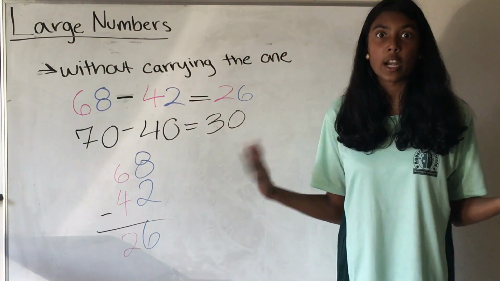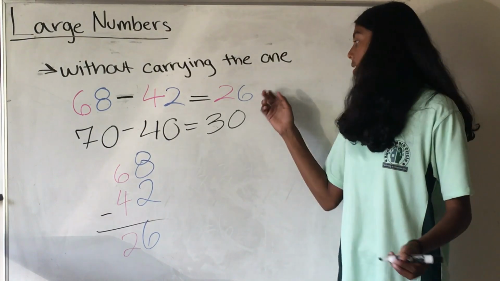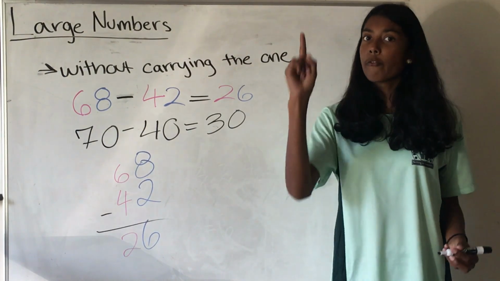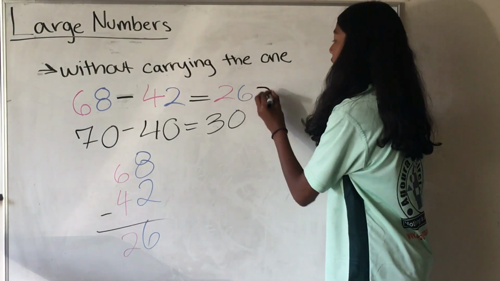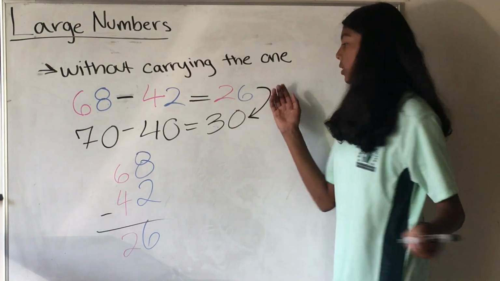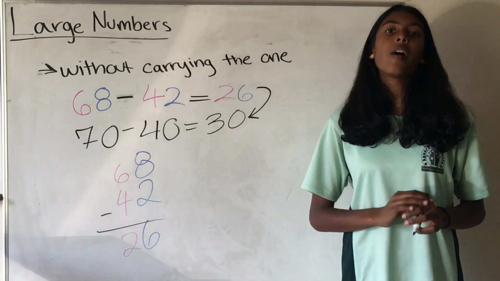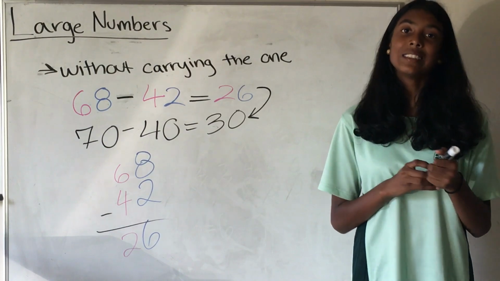26. It's between 20 and 30. And since 6 is one of the numbers that we round up for, we're going to round up to 30. And since 26 rounds up to 30, we know our answer is good.